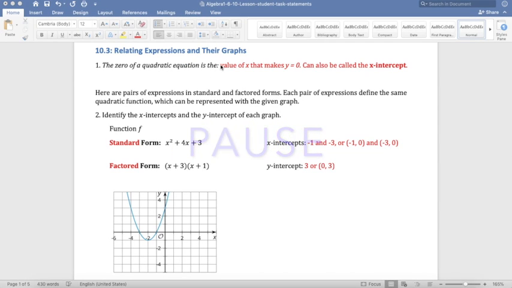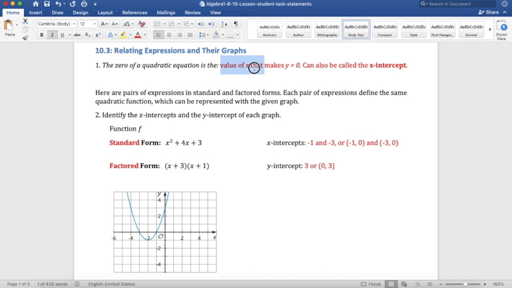So hopefully we remember that the zero of a quadratic equation, or the zero, is just the value of x that makes y equal to 0. It's also called the x-intercept, as we've been talking about before this unit, but for quadratic equations, we also just call them the zeros.